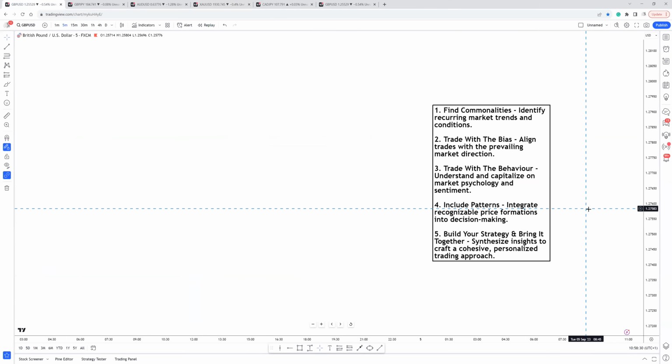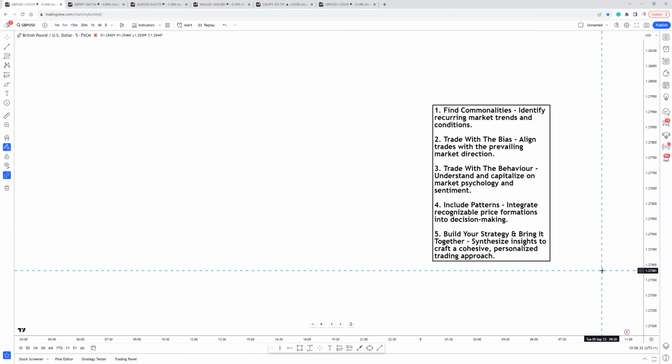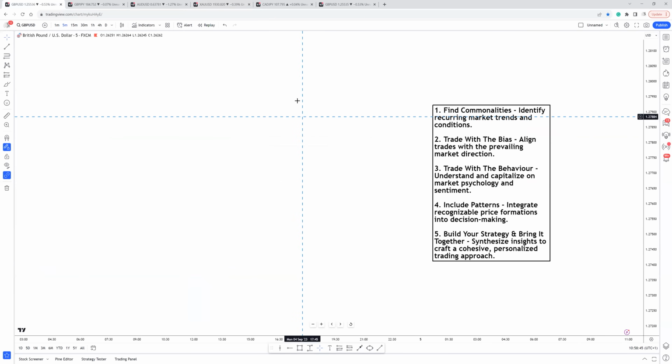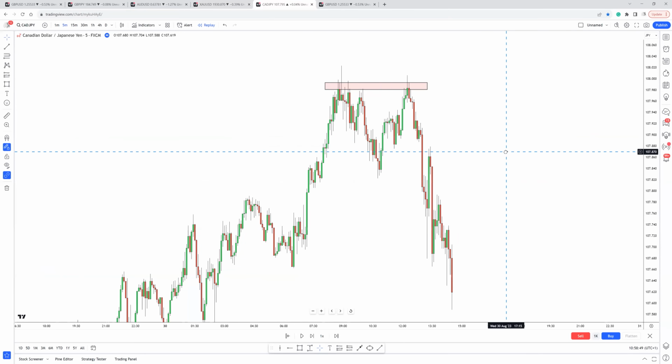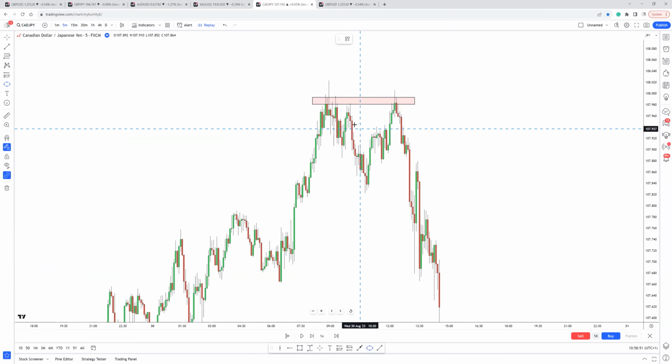Let's look at the fourth point. Include patterns. So an integral part of creating a strategy is identifying frequent patterns that form all the time. This doesn't necessarily need to be the basis of your building a strategy, but it can be included. So let's look at CAD-JPY. What do I mean by patterns? Well, this is how we simply do it.